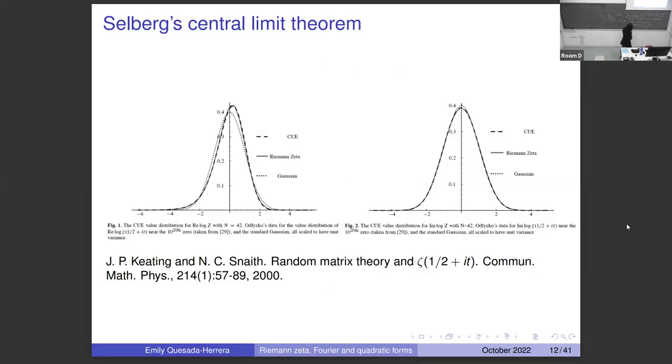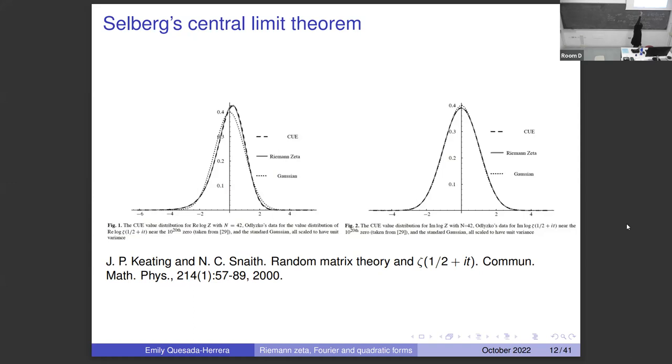And here are some pictures. Here on the left, we have some numerical data of the distribution of the real part of the logarithm and the imaginary part of the logarithm. So this is S of t and this is the real part. And we can see that they both look very close to Gaussian, but it's interesting that this one looks much closer to Gaussian than this one. This one is a little bit skewed. And as far as I know, there has not been any explanation for this, because we know that in the limit they both should converge, but this one is converging slowly.